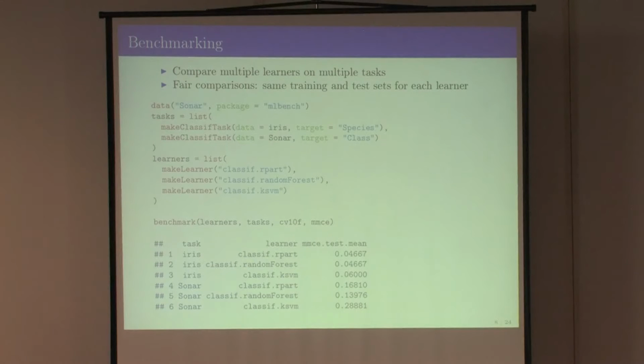You can also do benchmarking. You can join a couple of tasks. In this case, we took the iris task, we took the sonar task, we took 3 learning algorithms, decision tree, random forest, and SVM, and you can call one function, benchmark, and this will run all of the 10-fold cross-validations on all of the sets through all of the learners, right?